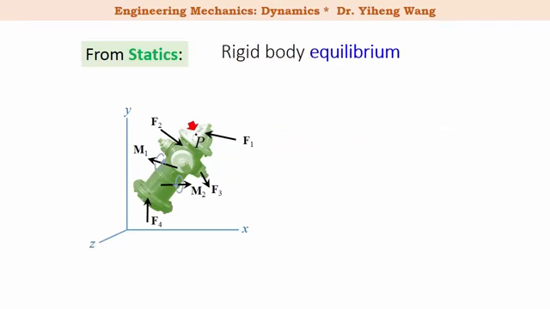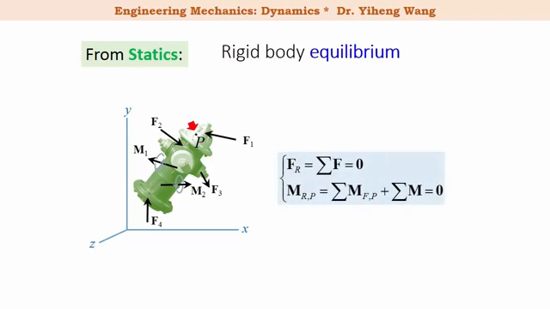If you recall from statics, we learned the rigid body equilibrium conditions, that if this rigid body is subjected to multiple external forces and couple moments, for this rigid body to be in equilibrium, the conditions must be satisfied that the resultant external forces acting on this rigid body must be zero in the vector form, and the resultant moment of all the external forces and couple moments summarized about an arbitrary point P must be zero as well.